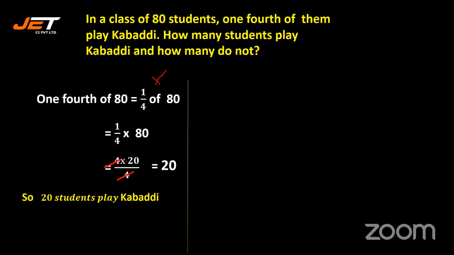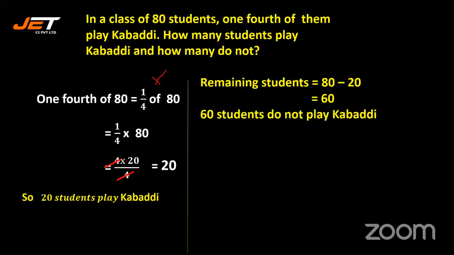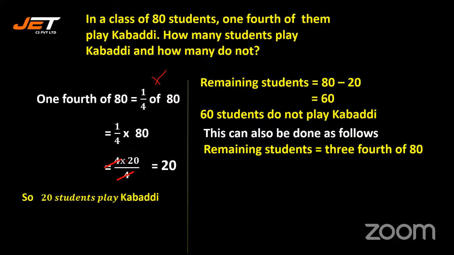Now, how many of them do not play? Find that out. 80 is the total number of students, and 20 of them play. That means 80 minus 20, 60. 60 students do not play kabaddi. Another way, remaining students is 3/4 of 80. So 3/4 of 80, again, the answer is 60.